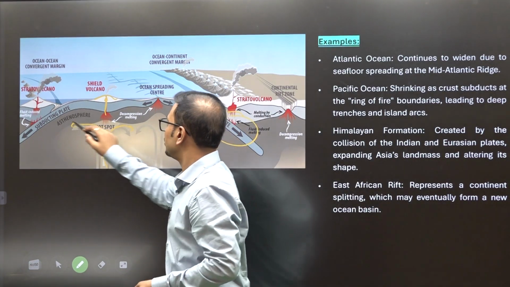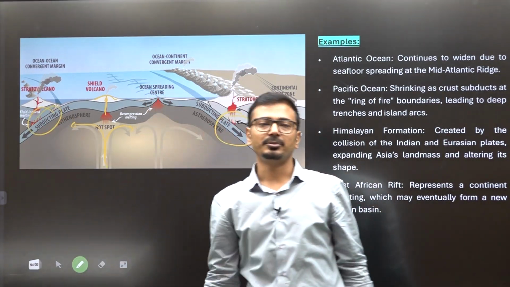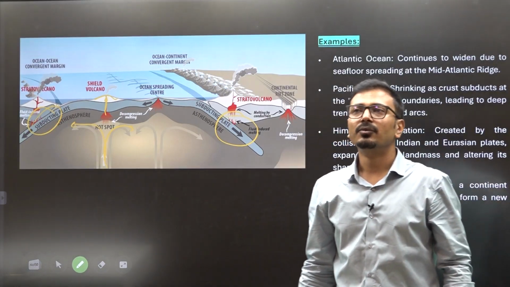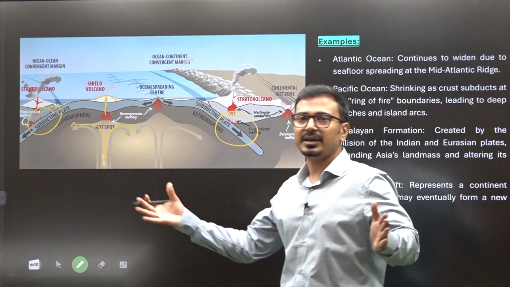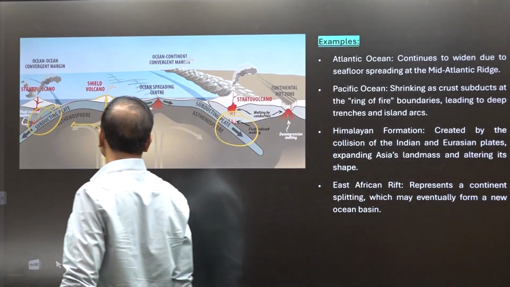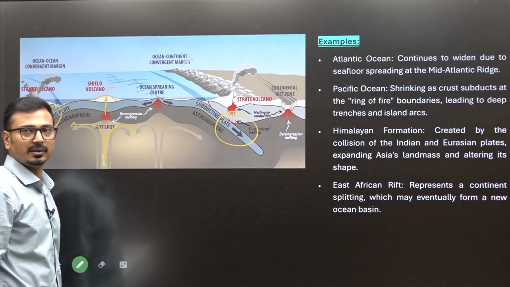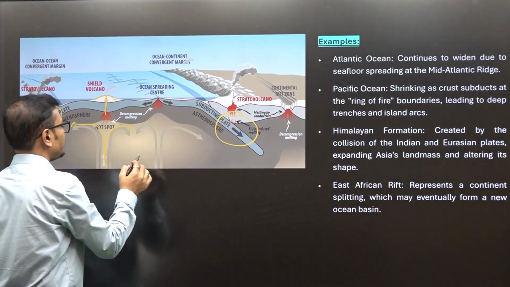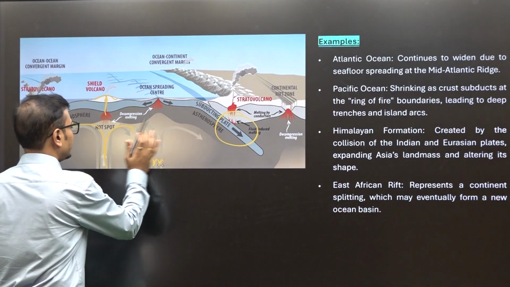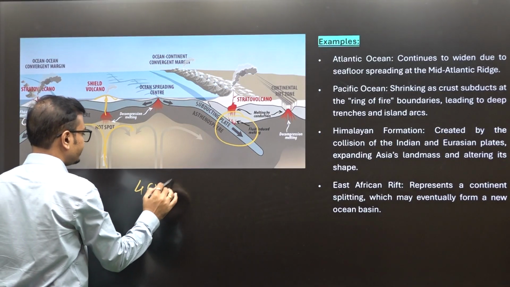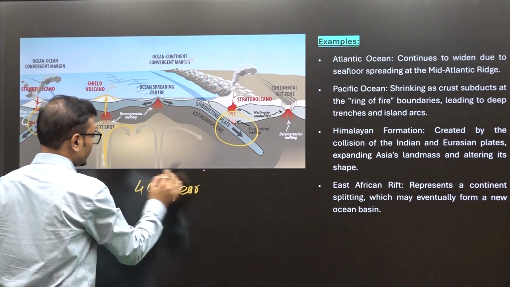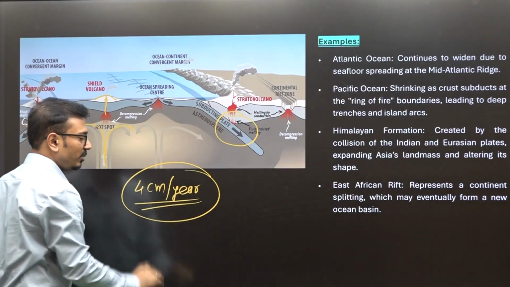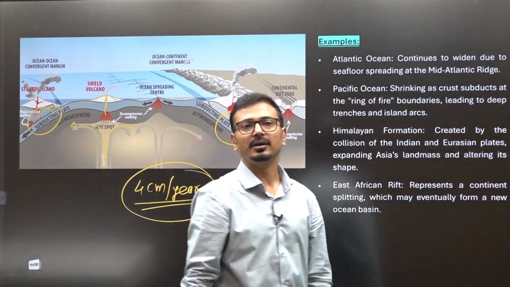In the trench region. It is getting consumed in the trench region, and that's why we do not see wide scale expansion of sea floor. But sea floor expansion is happening. Like Atlantic Ocean is expanding at 4 centimeter rate per year. Okay, every year by 4 centimeter it is expanding, Atlantic Ocean.